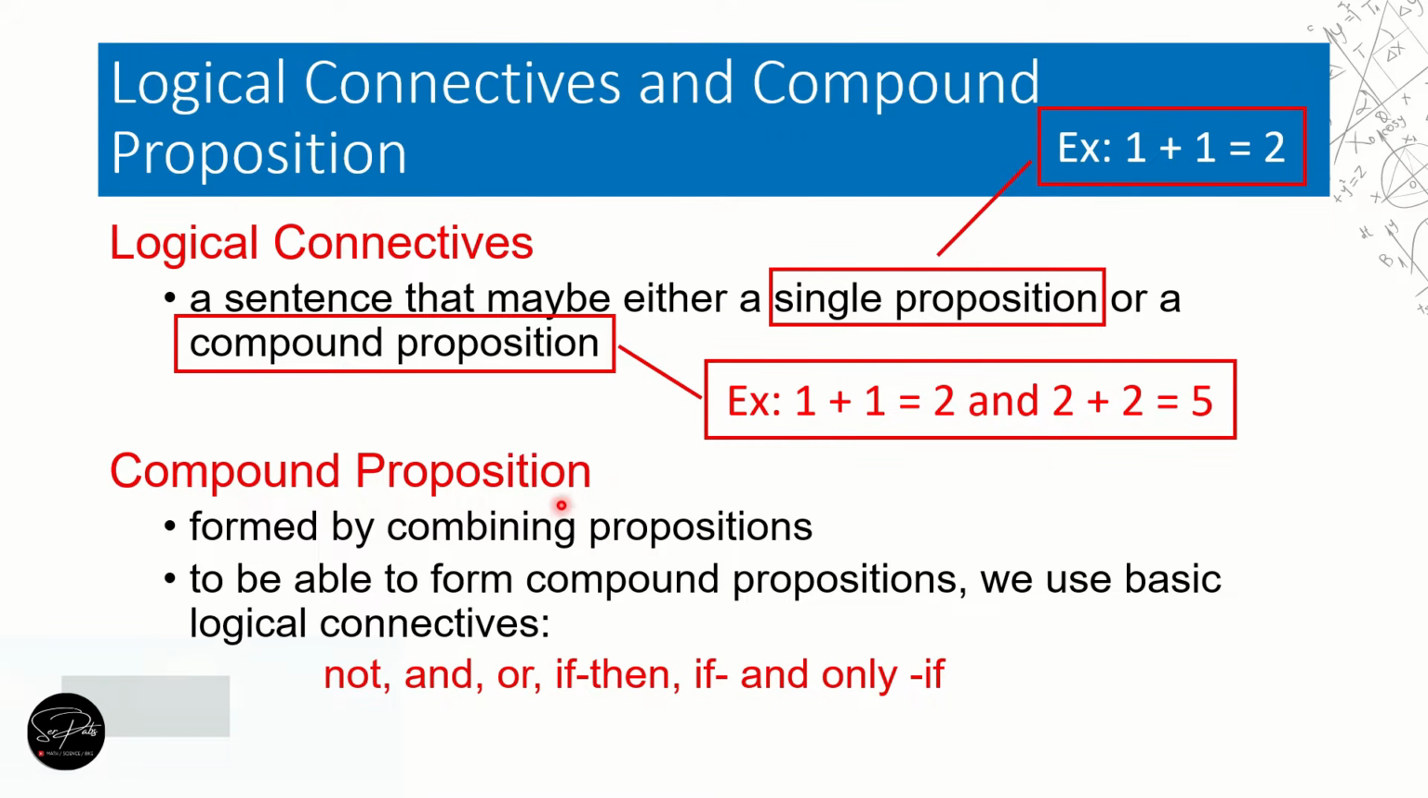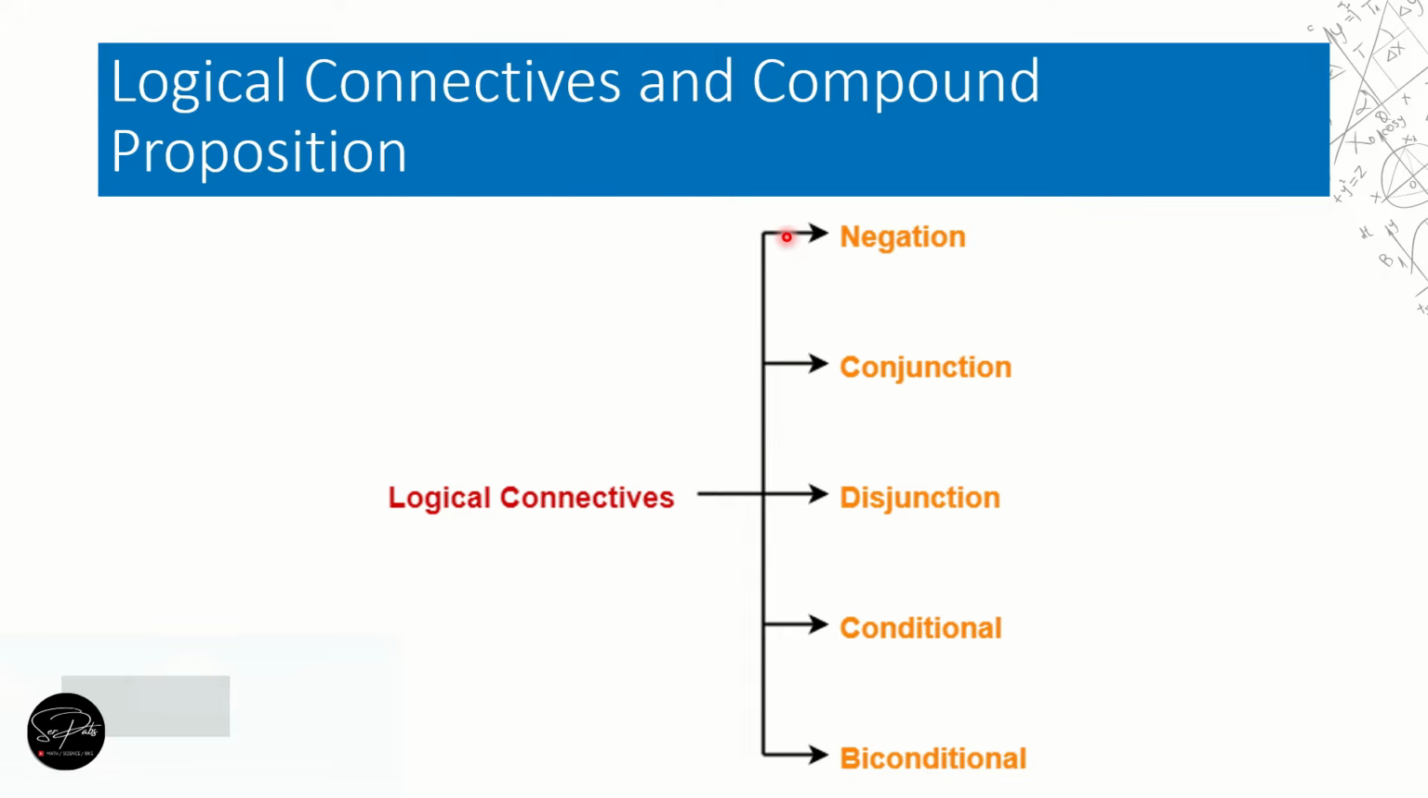And compound propositions can be formed by using propositional or logical connectives. So, we have for example logical connectives: not, and, or, if then, if and only if. And these are the different types of logical connectives. So we have the negation, the conjunction. Negation is the not term that is added to the proposition. Conjunction is the and, disjunction is or. Conditional is the if then, while the biconditional is the if and only if.